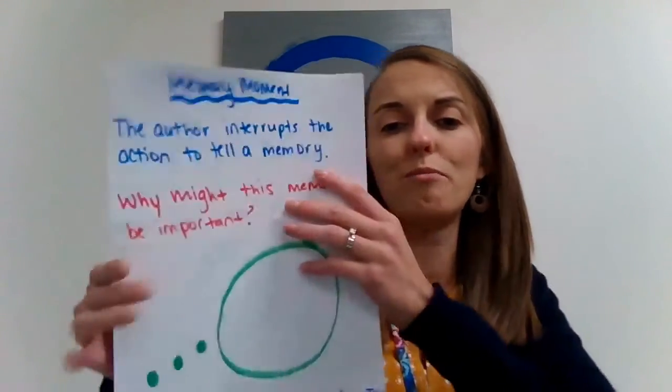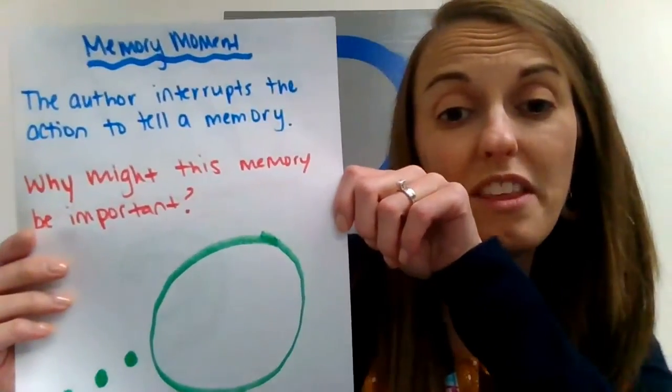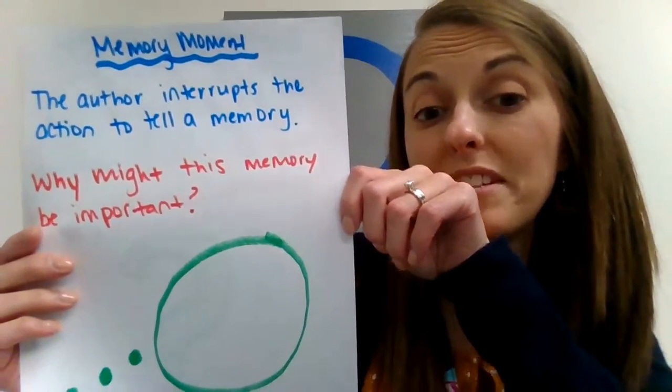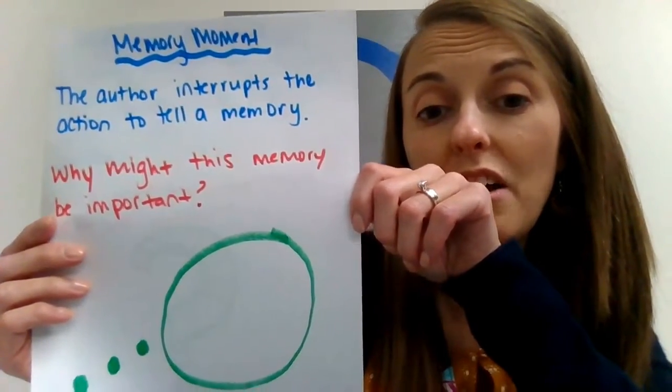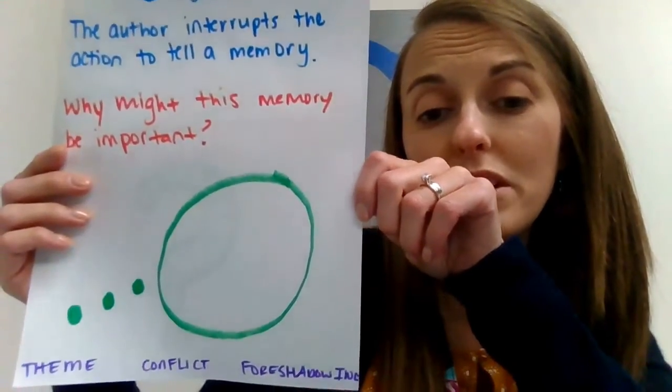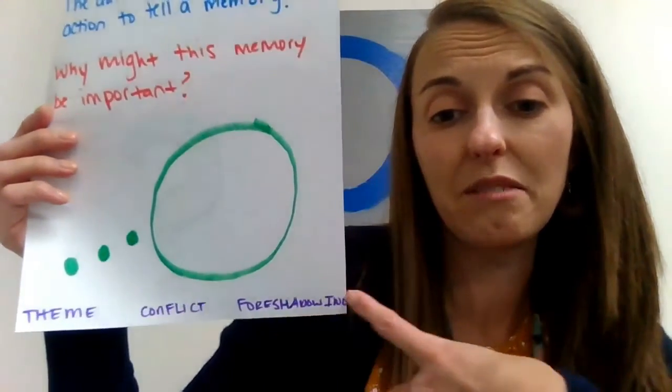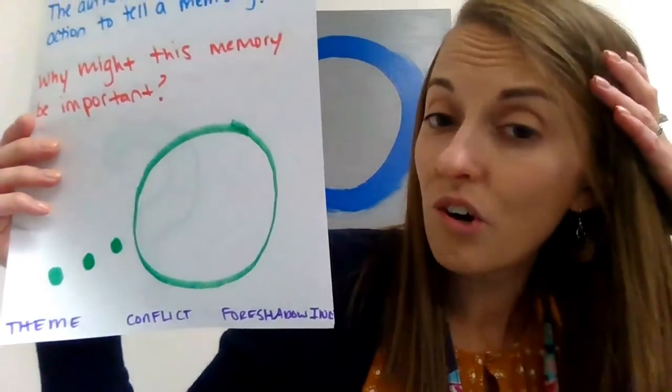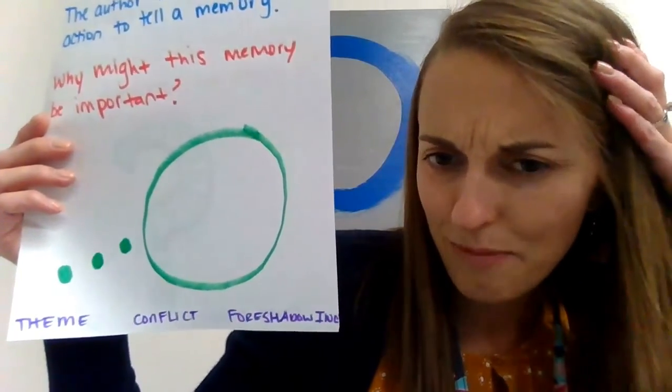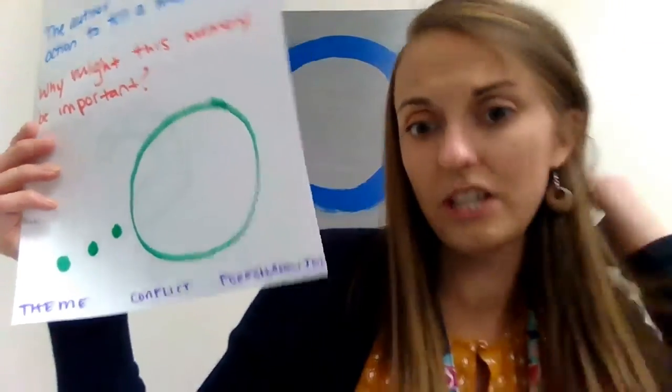And then the next one is memory moment. A memory moment is when the author interrupts the action to tell a memory. Why might the memory be important is our question, because it helps us think about these three things. So it's kind of like a flashback, like I remember when. So that would be a memory moment.